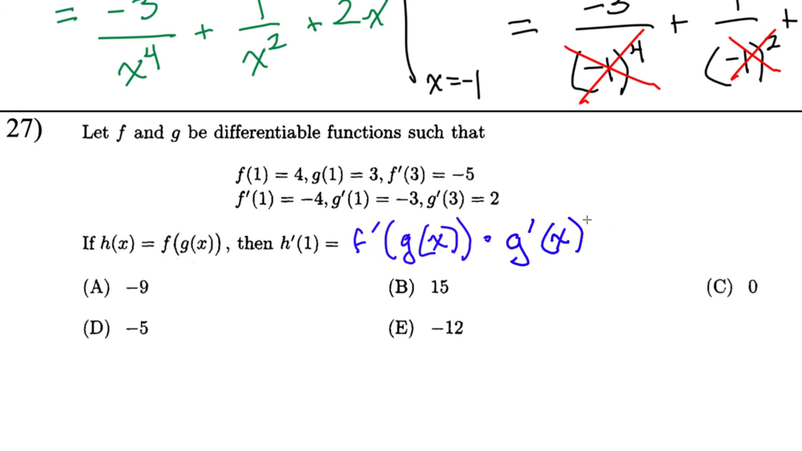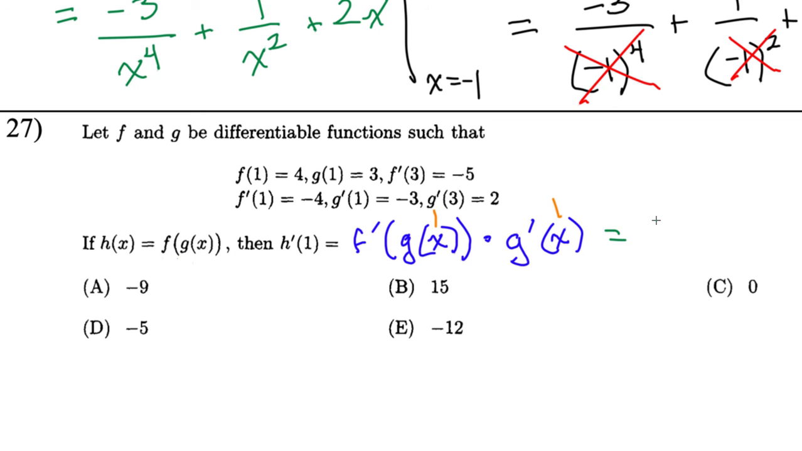All right. So from there, I'm going to plug in 1, which means this x is a 1, this x is a 1. I now need to rewrite this and say, okay, well, what is g of 1? This thing that I circled in green here, what is g of 1? And you're like, oh, g of 1 is 3.